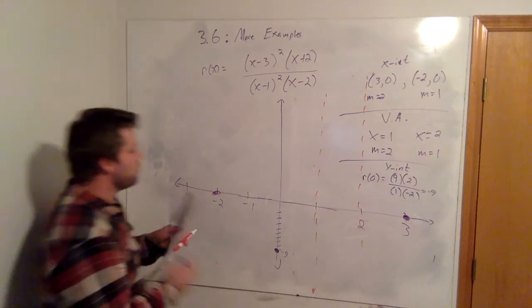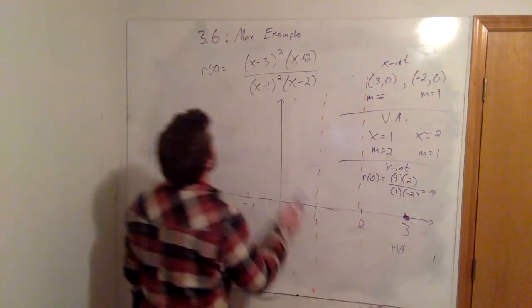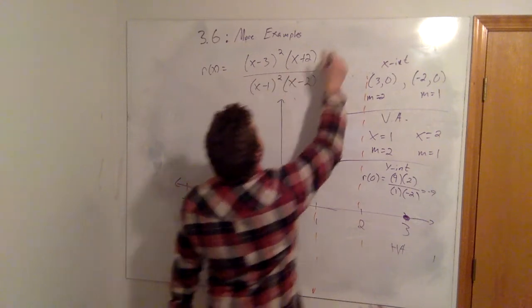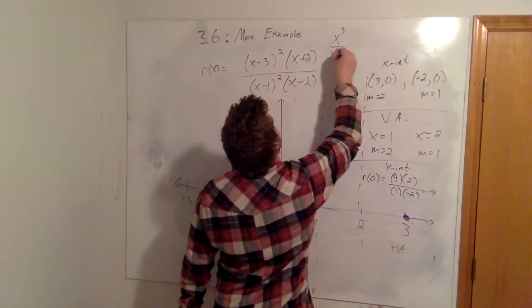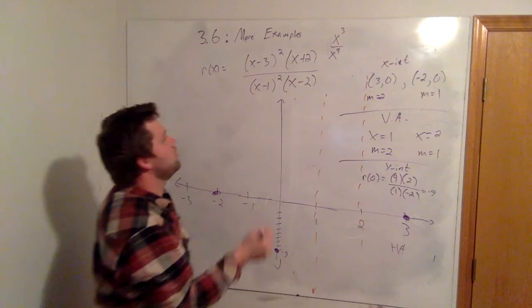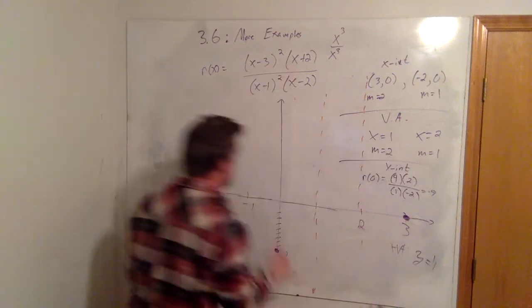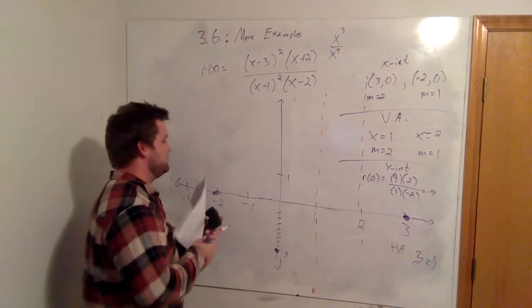Let's think about the horizontal asymptote. Well, notice here that this is a degree 3 polynomial. If you were to expand this, its leading term would be x cubed, and it would also be an x cubed at the bottom. They'll settle on the ratio of their coefficients, which will be 1 over 1. So we'll have a horizontal asymptote of y equals 1. Okay. Let me erase some of this so we have a little bit of room.